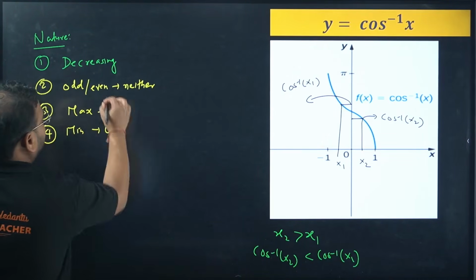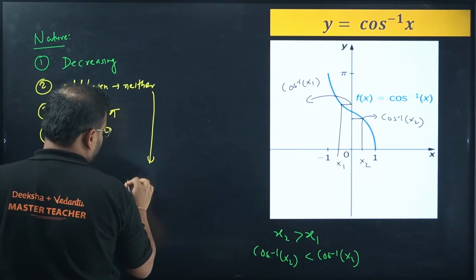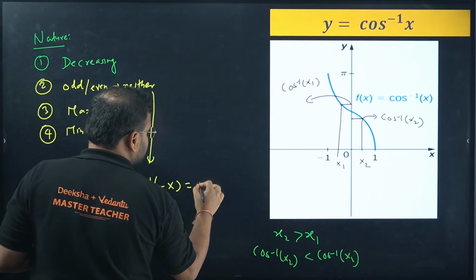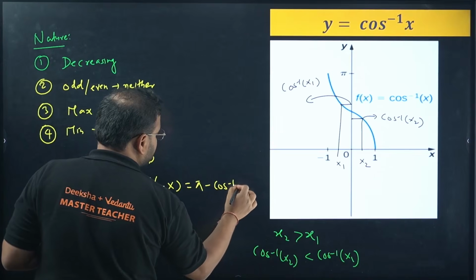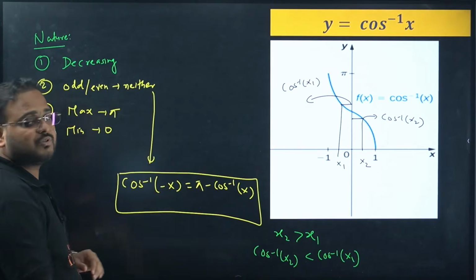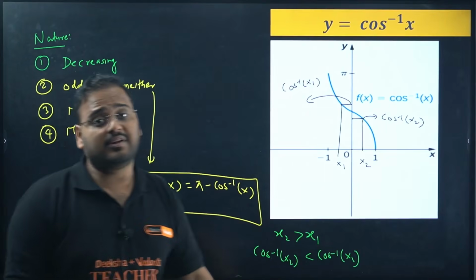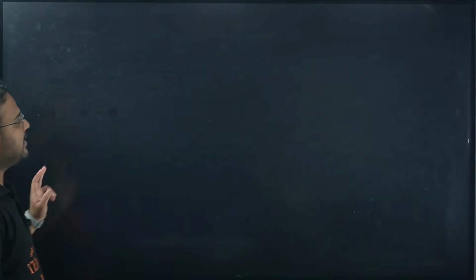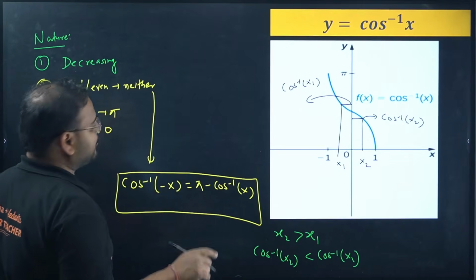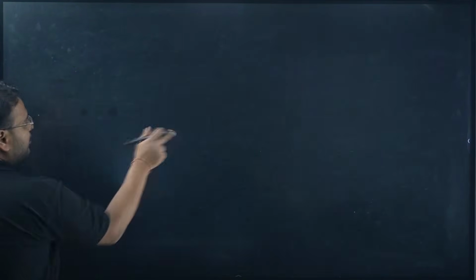What's the meaning of odd, even, neither? This means that cos inverse of minus x is pi minus cos inverse of x. This is the formula. We're going to use this in the properties. Very, very useful formula. Okay, now let's draw. I'll write the domain and range over here after drawing it.